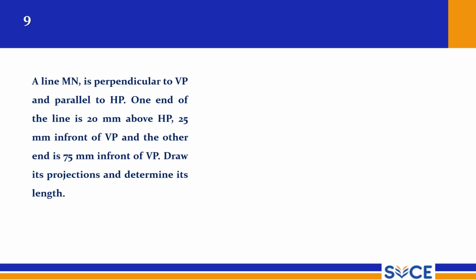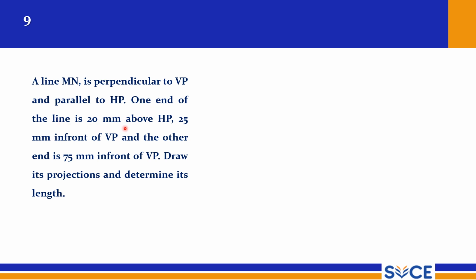So here a line MN is perpendicular to VP and parallel to HP. So it is also similar to the earlier problem. One end of the line is 20 mm above HP, 25 mm in front of VP. So here the front view is a point because it is perpendicular to VP. So the front view will be a point, parallel to HP. So the true length line can be observed on HP. It is nothing but the top view.